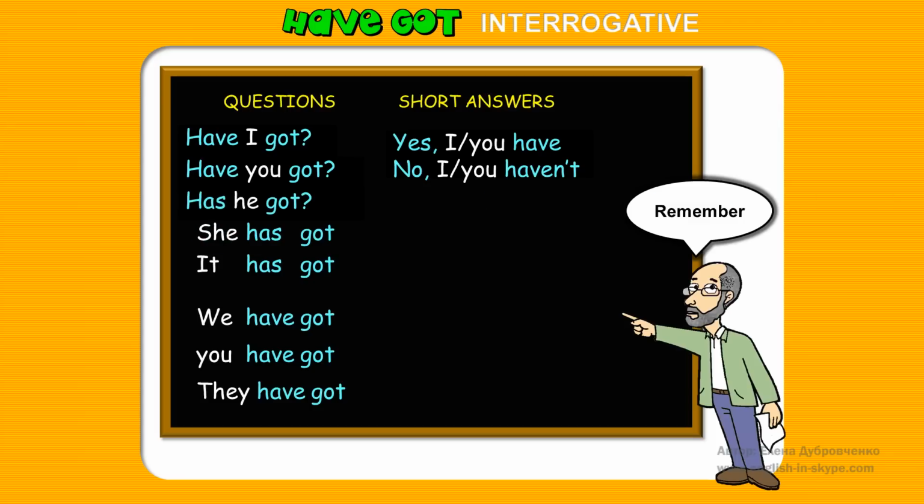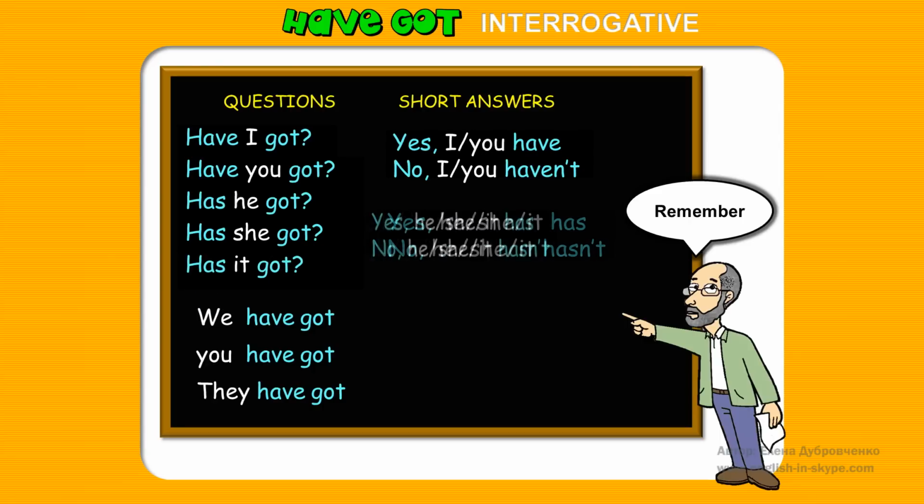Has he got? У него есть? Has she got? У нее есть? Has it got? У него есть? Yes, he has. Yes, she has. Yes, it has. No, he hasn't. No, she hasn't. No, it hasn't.